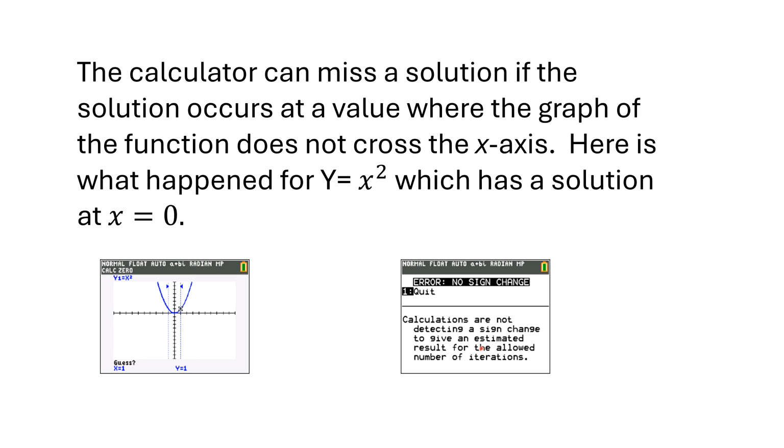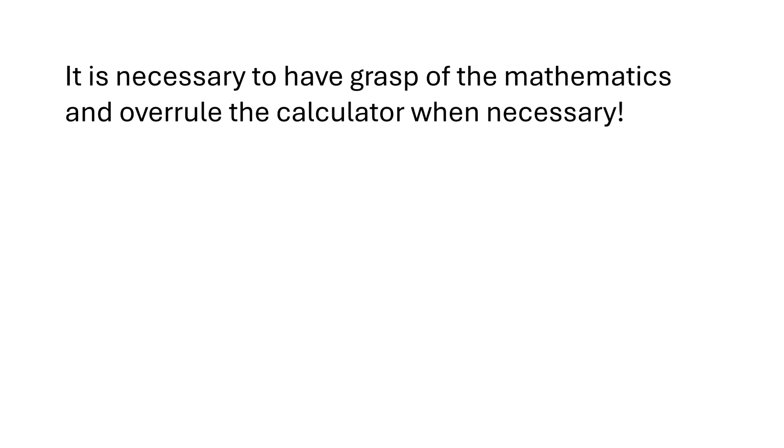So we have to sort of say, well, we've got a problem. The problem is caused by it looking for the graph to go from positive to negative or from negative to positive. And this graph is positive, 0, and positive. There is no sign change. If it would have happened to hit the 0, it would have been happy, but this one didn't. It is necessary to have a grasp of mathematics and overrule the calculator when necessary. Remember, the calculator is a tool.